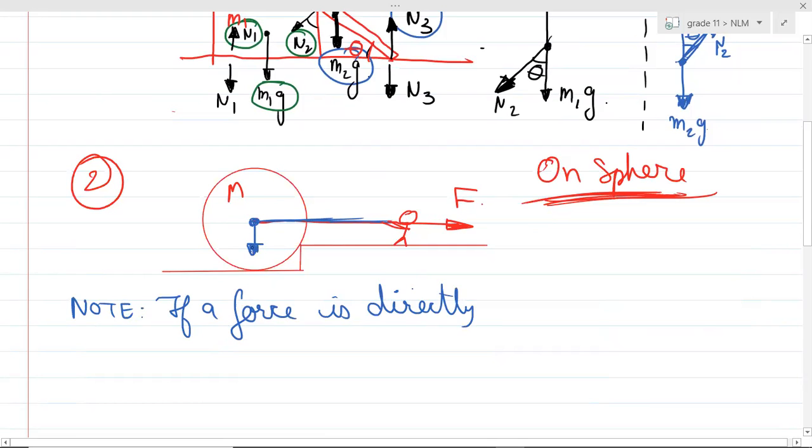So this will be mg. And then the second one is at the point of contact. So basically there will be a normal reaction. Let's name it as N1. Yes or no?